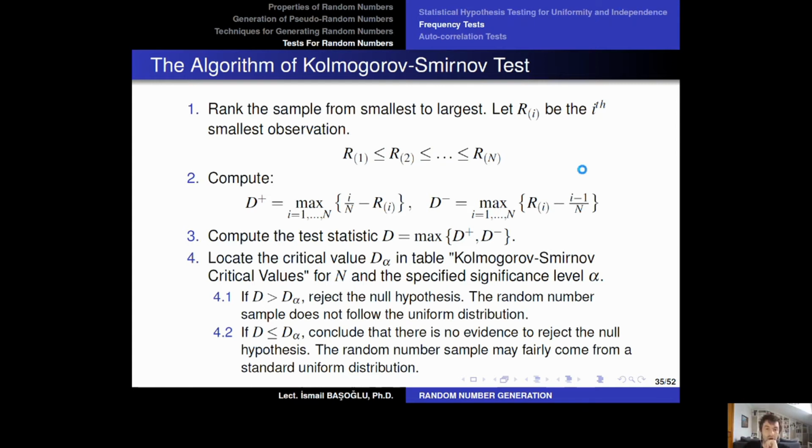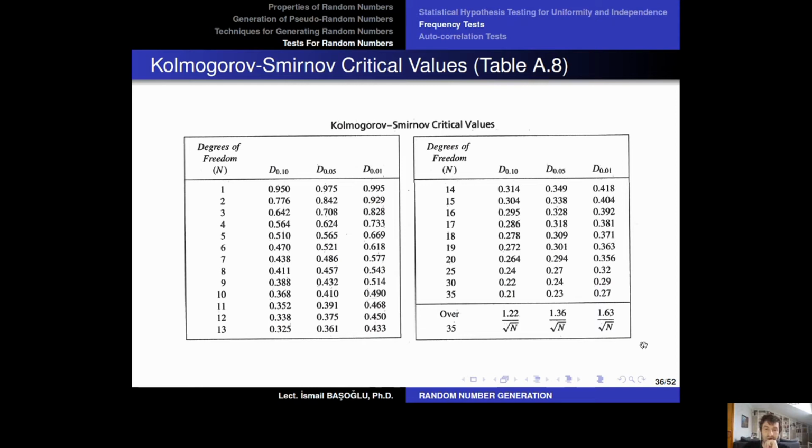Now, this is my Kolmogorov-Smirnov critical values table, which is taken from the last pages of your textbook. And you see, we have the degrees of freedom here, which is the sample size in this case.